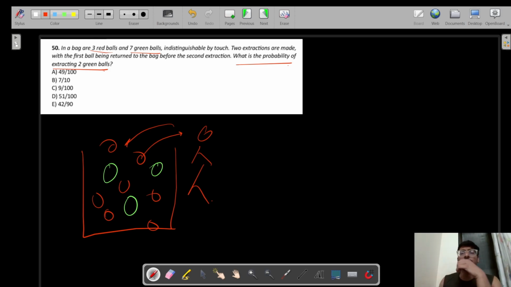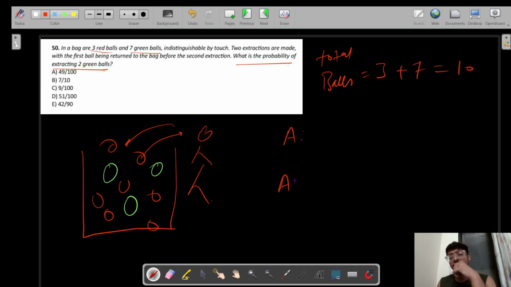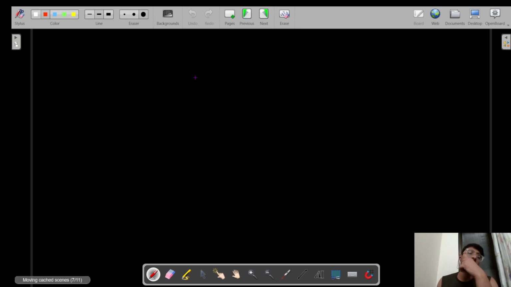So let me first write down the total number of balls here. Total balls are three, that is your red balls, plus seven your green balls, so the total is 10. There are two different times he was extracting the ball, right? This A stands for the first extraction and B stands for the second extraction. And you need to find the probability that in both of the extractions you wanted a green ball, right?